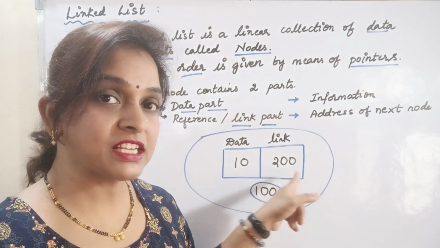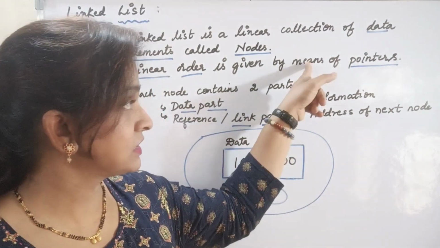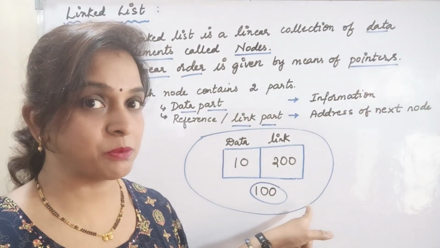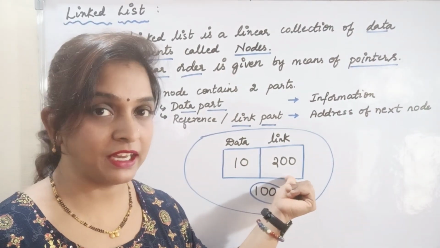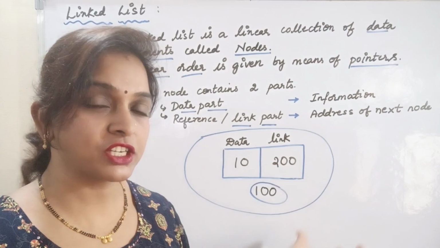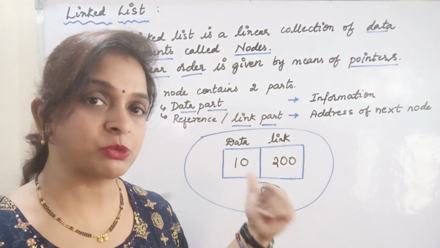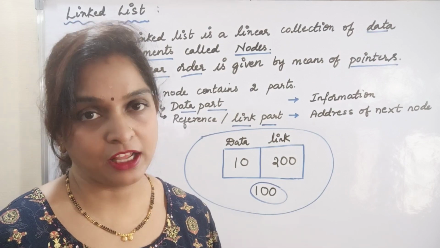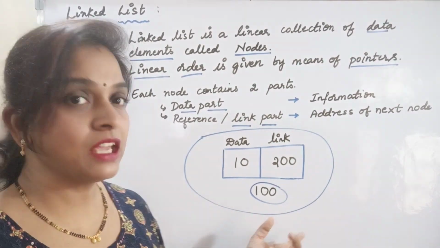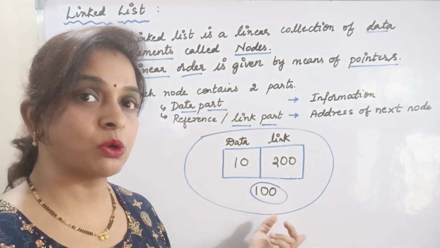So when I say it is having an address, see here, the pointers concept comes into the picture. So one will be data, the other one will be link. So we have to create a structure in such a way that it contains two parts. One is the data part and the other one is the link part, which is the address of the next node. So now let us see how to create this node structure.